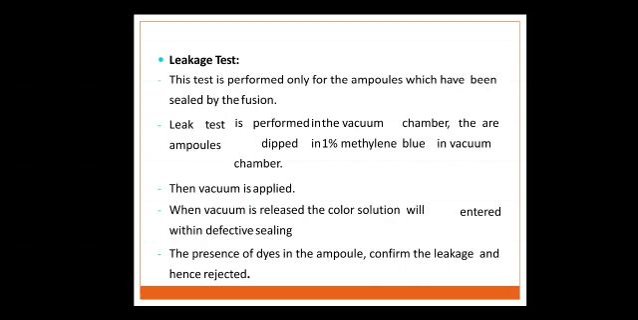The ampoules are dipped in a 1% solution of methylene blue in a vacuum chamber and vacuum is applied. When vacuum is released, the colored solution will enter the ampoule with defective sealing. The presence of dye in the ampoule confirms leakage and hence it is rejected. Vials and bottles are not subjected to this test because of the flexibility of rubber.